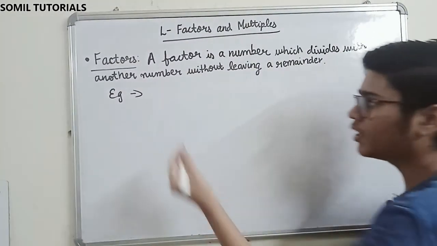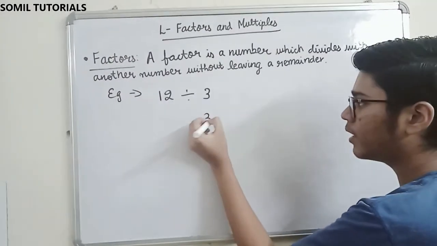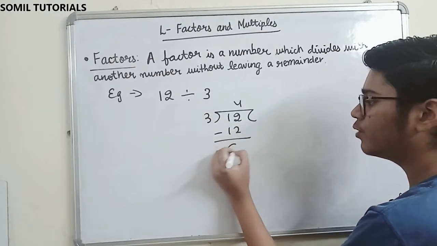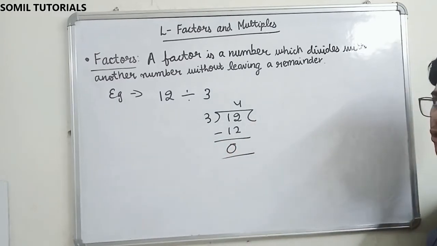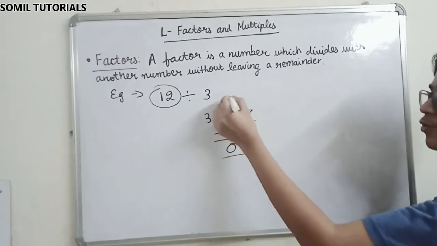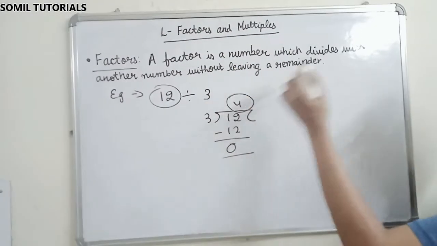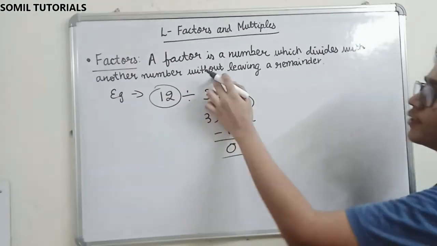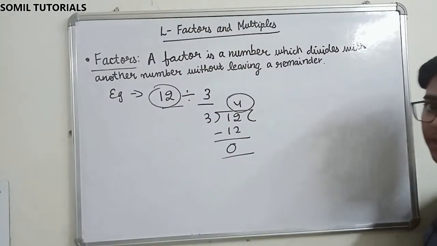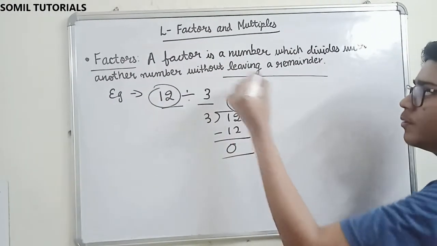If I tell you to divide 12 by 3, you will divide 12 by 3. 3 fours are 12. You are getting remainder 0. So can we say that for the number 12, the factor is 3? Because a factor means a number which divides another number without leaving a remainder. So 12 and 3 are numbers here, and they are dividing each other, and it is not leaving a remainder.